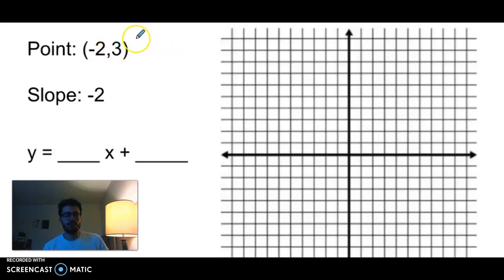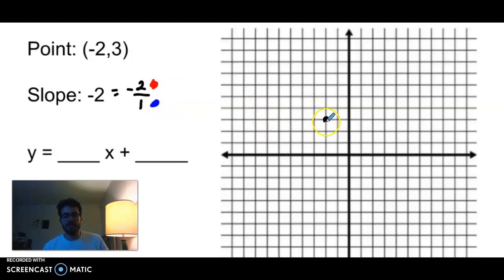So just to start off, we're going to put what we know. If the point (-2, 3) is on the graph, that's right here. That's the point (-2, 3). And now, since the slope is -2, we can rewrite that as -2 over 1, right? And I'll use red for this, and I'll use blue to show this.